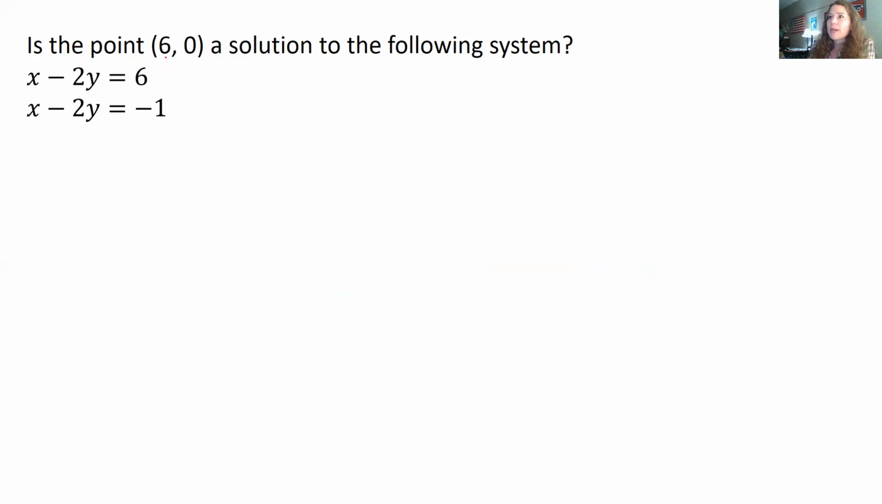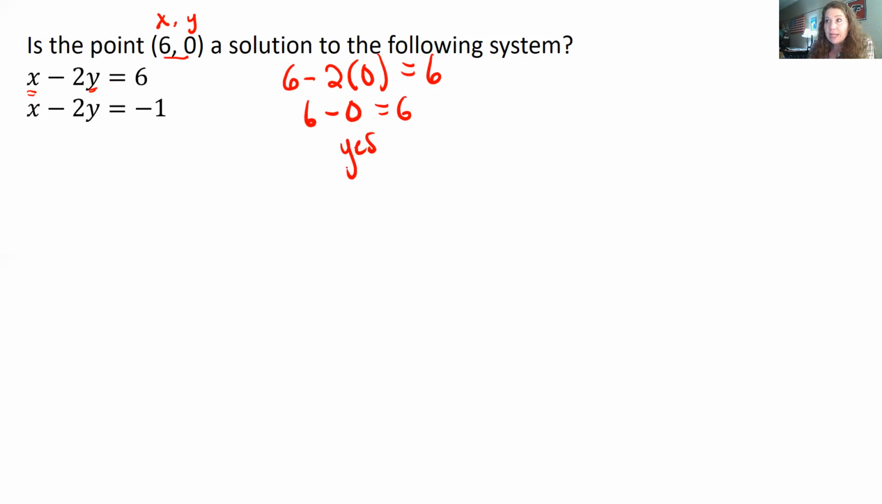It says, is the point 6, 0 a solution to the following system? Well, these coordinates are always written in the same format. The first number goes with the x-axis and the second number goes with the y-axis. So instead of x, I'm going to substitute 6. Instead of y, I'm going to substitute 0. So I'm going to say 2 times 0. And I want to say, is this true? Well, 2 times 0 is 0. And is 6 minus 0 6? Yes.